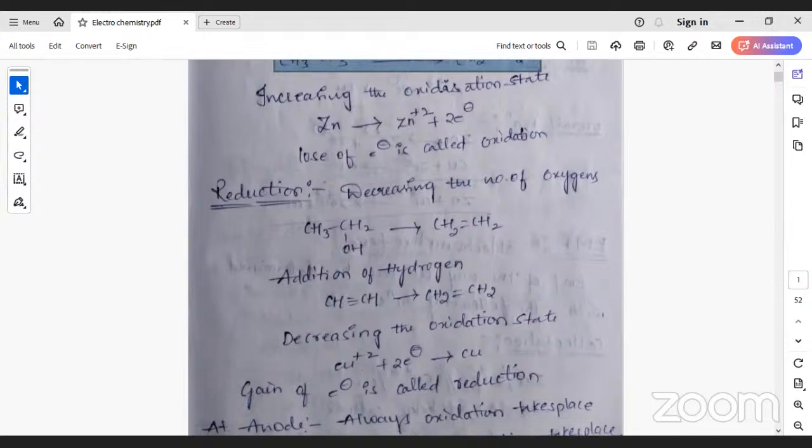So coming to the example: one example of a redox cell or redox reaction is the Daniell cell, right? What is the construction of the Daniell cell?